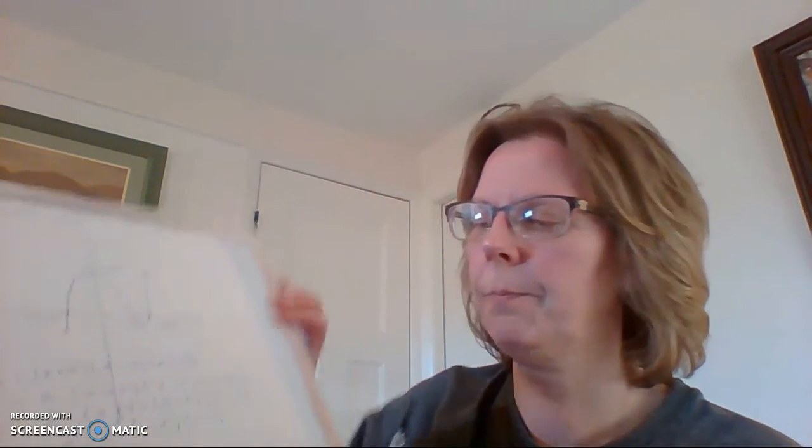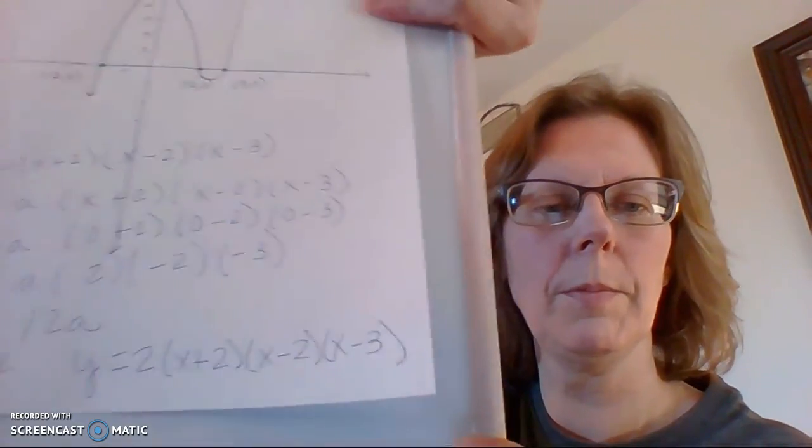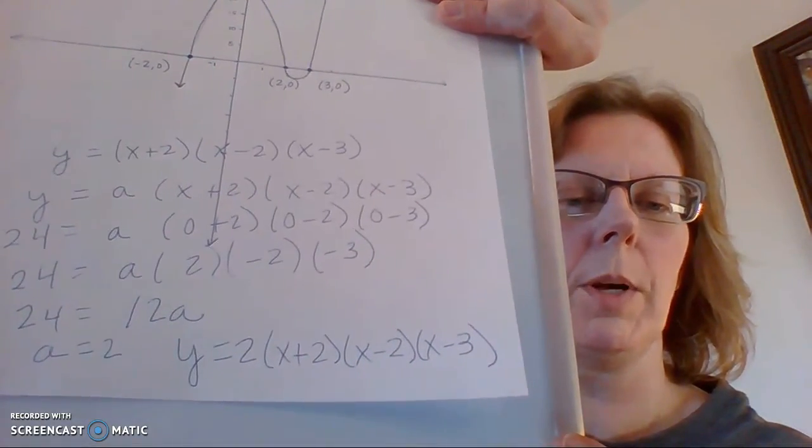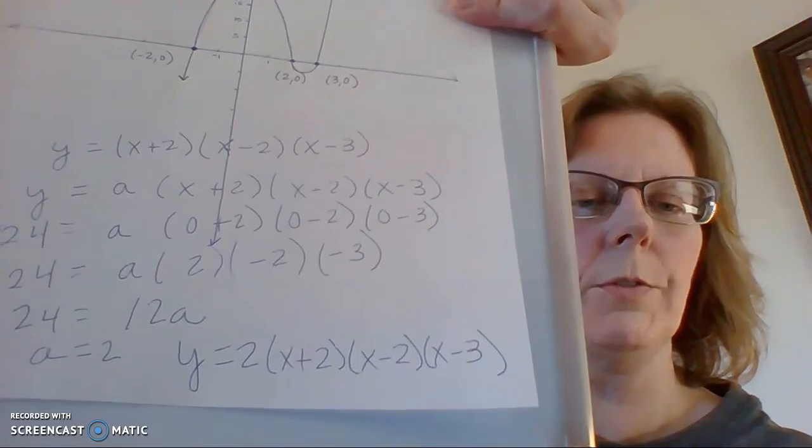So my final answer for this problem is y equals 2 times x plus 2 times x minus 2 times x minus 3. Right down here at the bottom. That is my answer to my problem. Now there's going to be one for you to try.